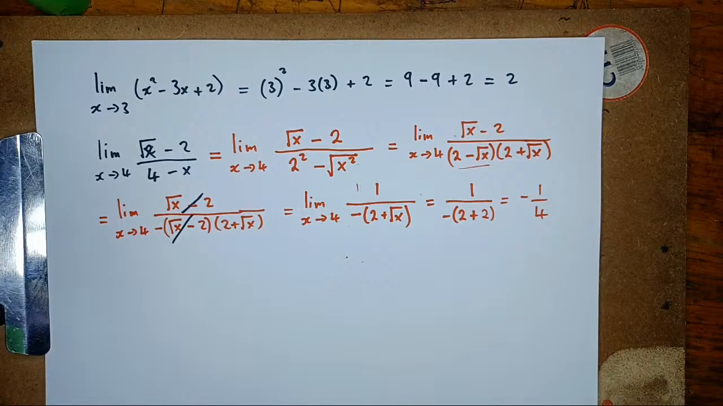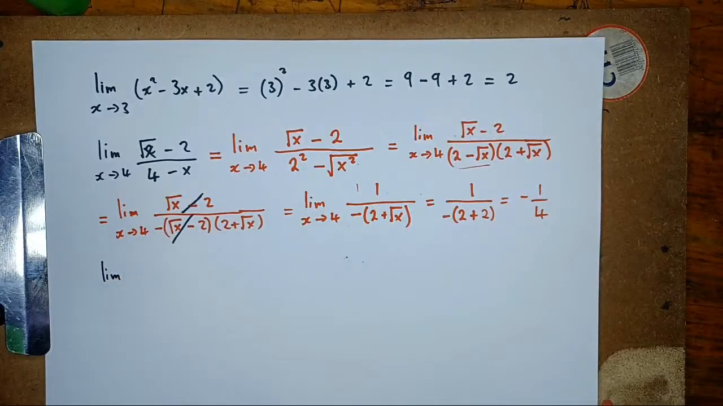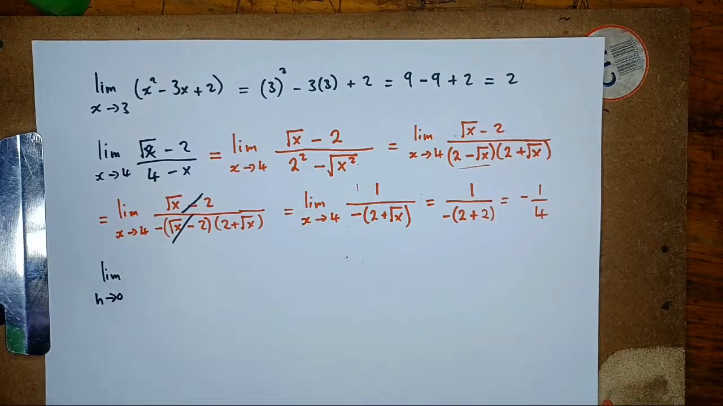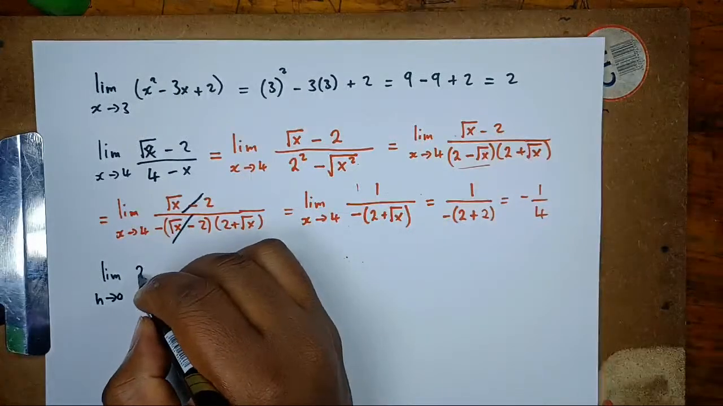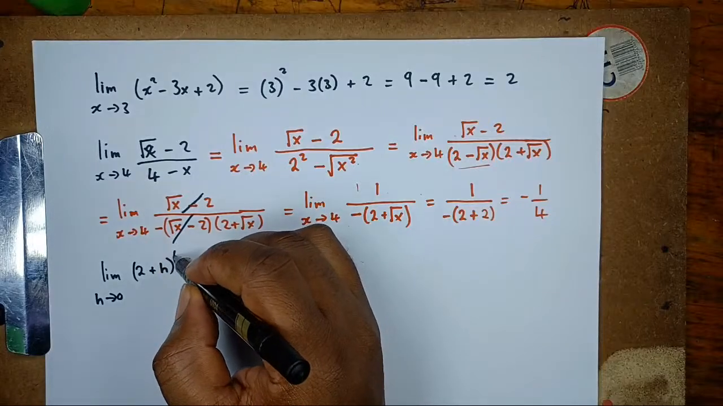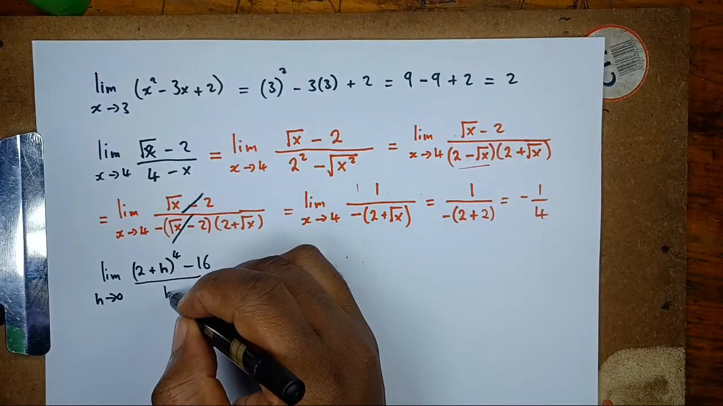Okay, so we have another one. The limit as, let's use h, as h approaches 0, of 2 plus h in brackets raised to the power 4 minus 16, divided by h.